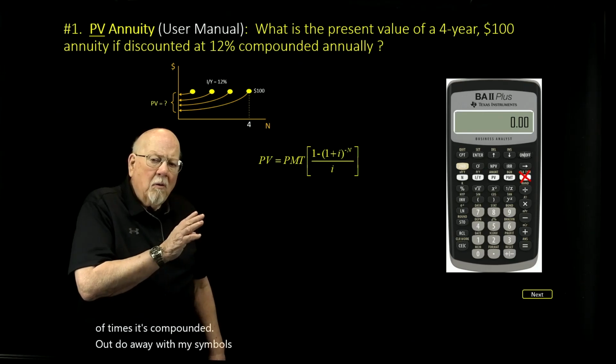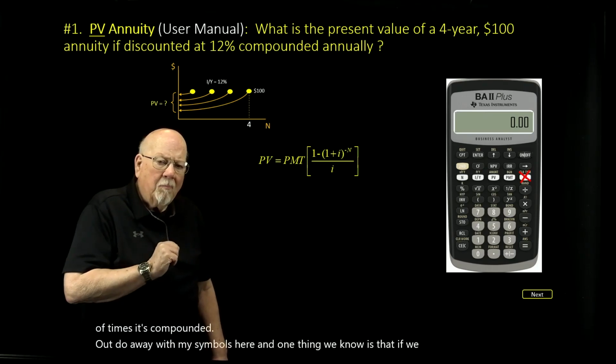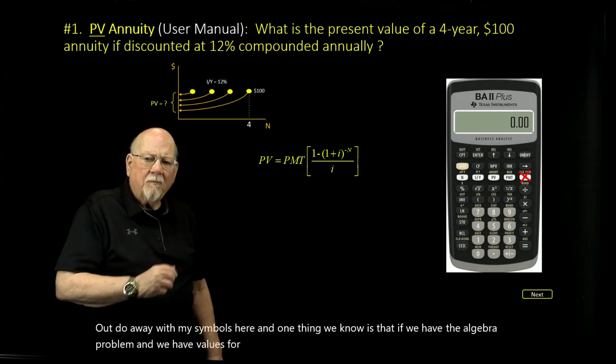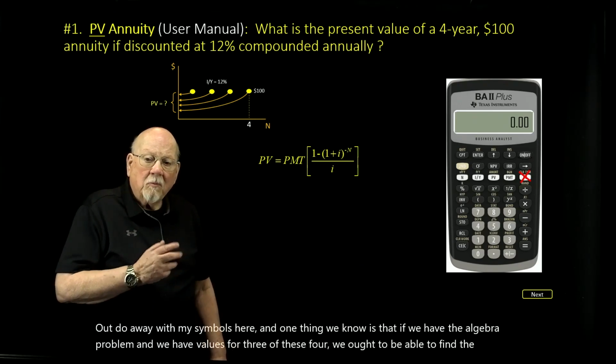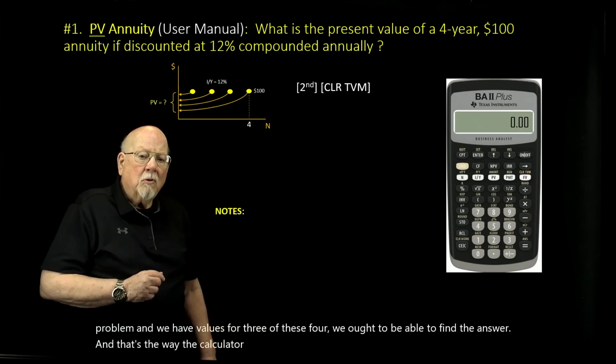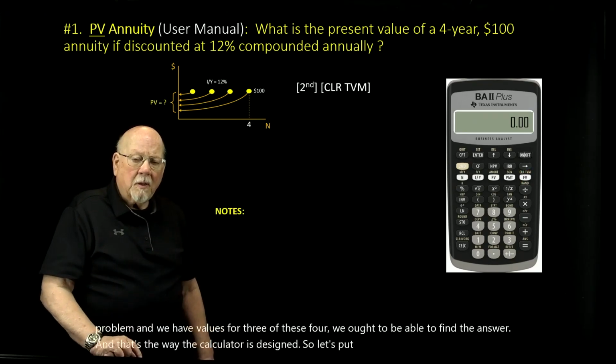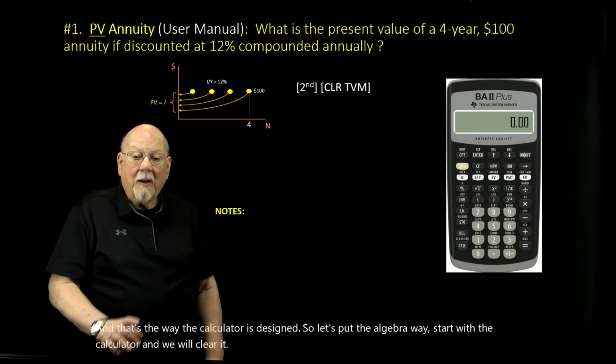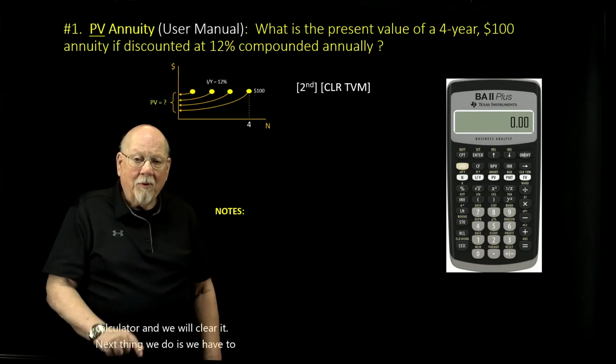I'll do away with my symbols here. One thing we know is that if we have the algebra problem and we have values for three of these four, we ought to be able to find the answer. And that's the way the calculator is designed. So let's put the algebra away, start with the calculator, and we will clear it. Next thing we do is we have to program it for an ordinary annuity.